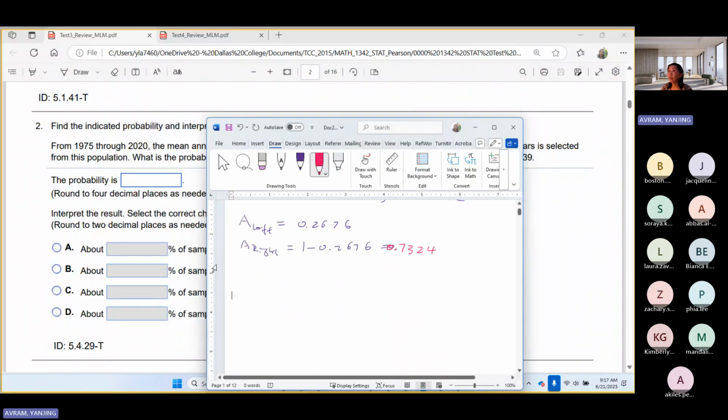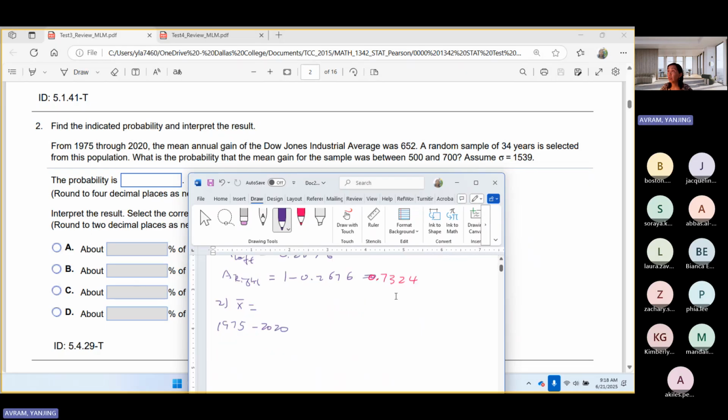Okay, so write down the known. So X bar was, we have a 1975 to 2020. Okay, and annual gain was 652. Okay, a random sample, which is n is 34, right?